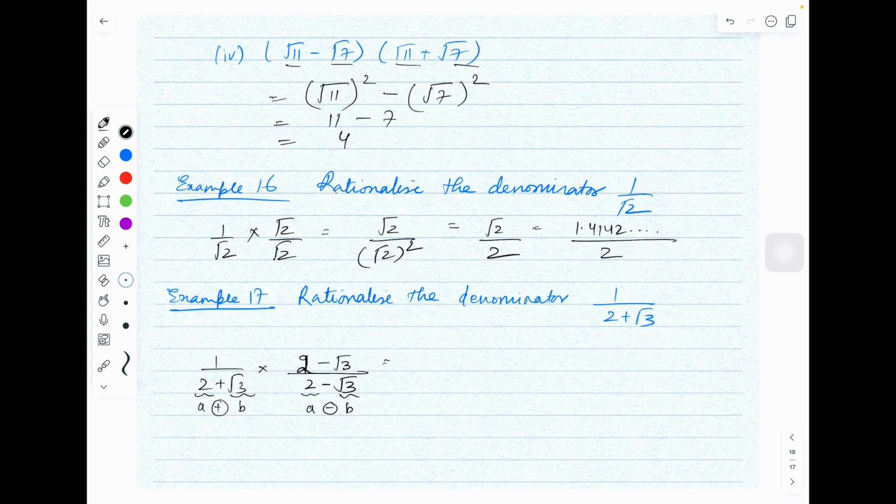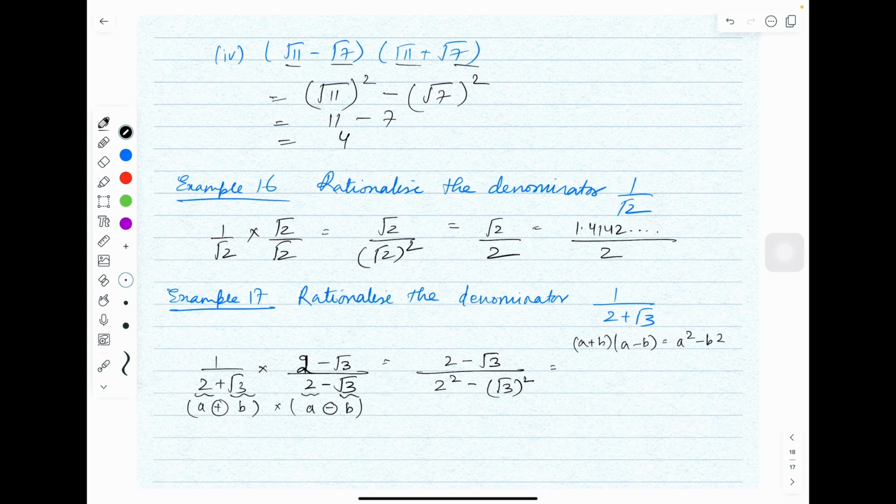Now we know a plus b into a minus b is a square minus b square. Instead of a we are writing 2, so 2 square. Instead of b we are writing root 3, so root 3 square. Understood? At the top this is 1 into 2 minus root 3, so this is 2 minus root 3 only.